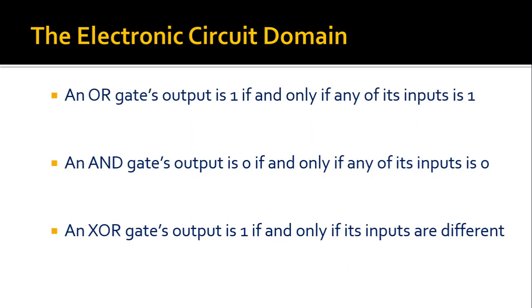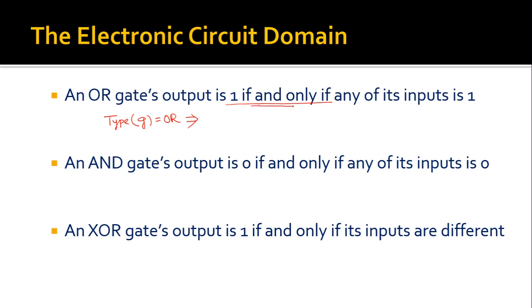Now we need to define an OR gate, right? For an OR gate, what we know to be true is that an OR gate's output is 1 if and only if any of its inputs is 1. So let us see how to model this, right? We say that the type of a gate is equal to OR. So that implies the other thing. The output is 1 if and only if.